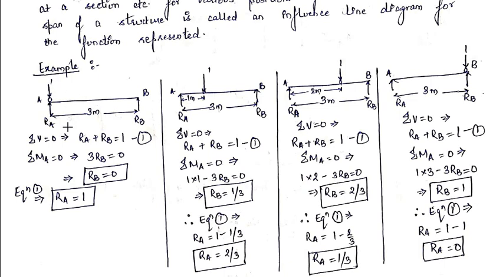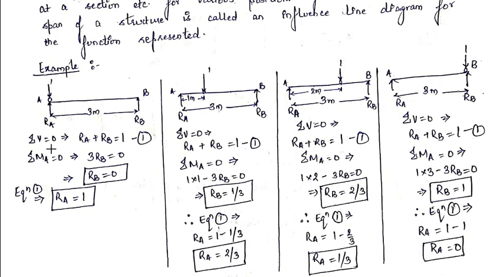Now we will try to find the values of Ra and Rb for the first case in which the rolling load is at the support A. So in this case, we have considered that the load is at support A. Now for this condition, we will find out the values of Ra and Rb.